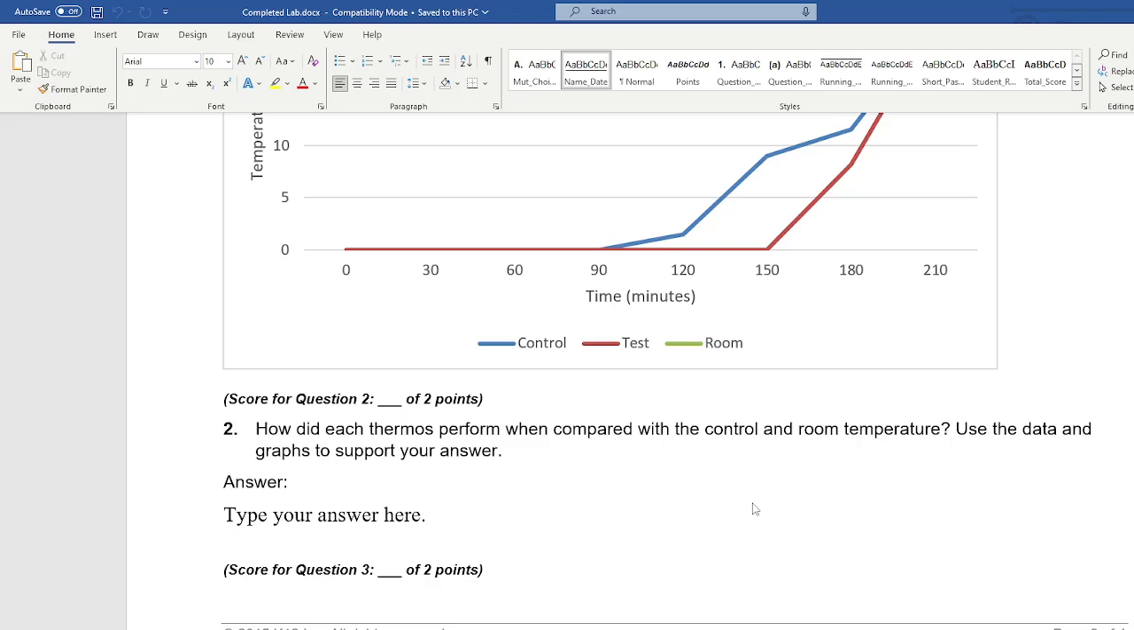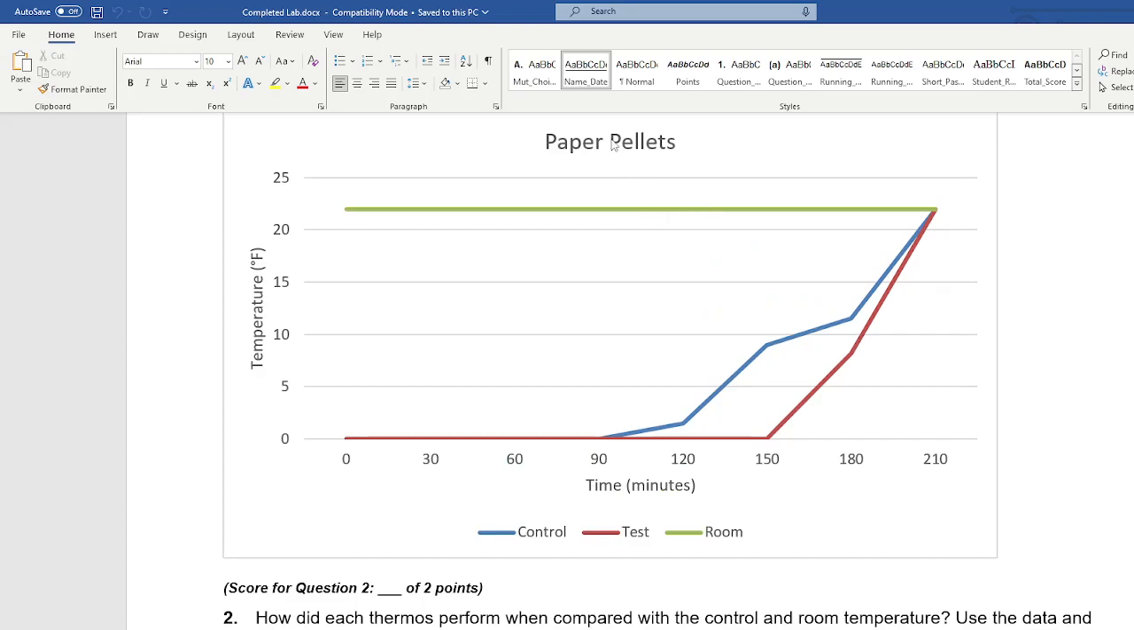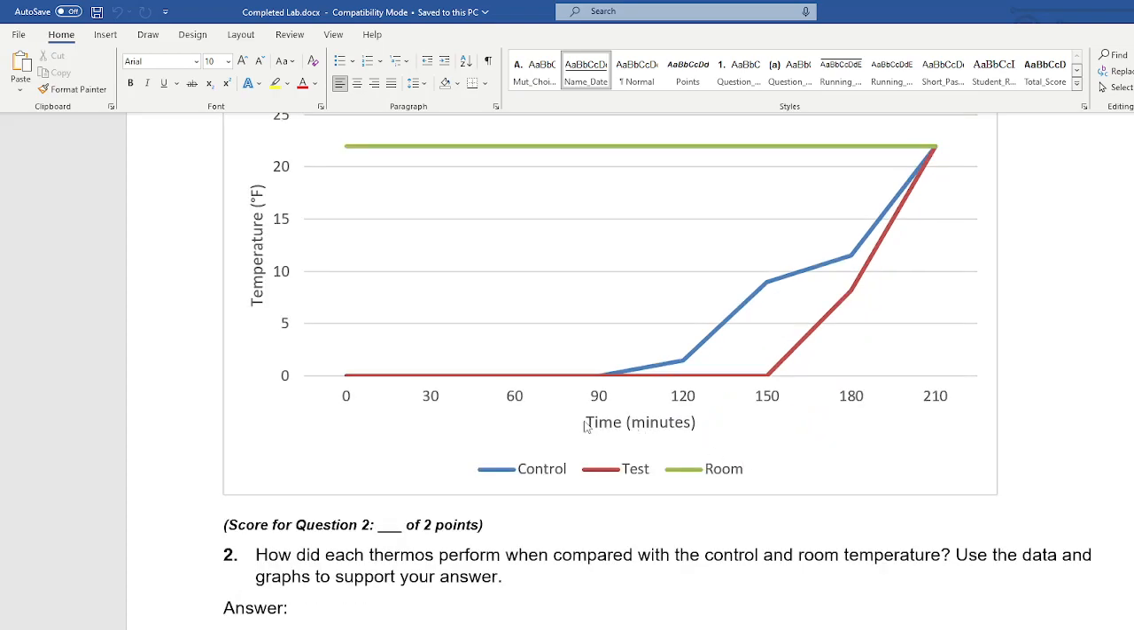And then the second part of number 2 says, use the data and graphs to support your answer. What I mean by that is that I want you to not only just have an opinion, but support your opinion with some facts from your experimental data. So you could say, for example, if you did say that the paper pellets performed very well, then you need to use data to tell me why they performed well. So, for example, you could say at 90 minutes the temperature started to rise for the control, but the paper pellet thermos didn't actually rise in temperature until at least 150 minutes.